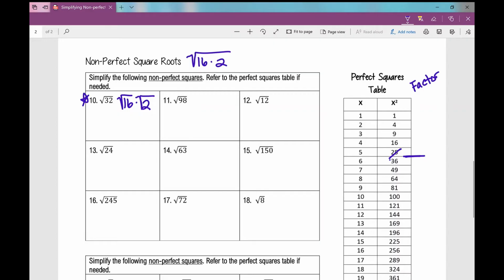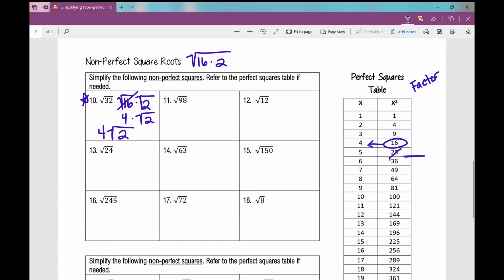And now, what is the square root of 16? It's 4. So what I'm going to do is rewrite. If the square root of 16 is 4, I'm going to cross out the square root of 16 and write a 4 there. So really this is 4 times the square root of 2. And I write it like this, 4 square roots of 2. And I've seen some older guys say it 4 root 2.